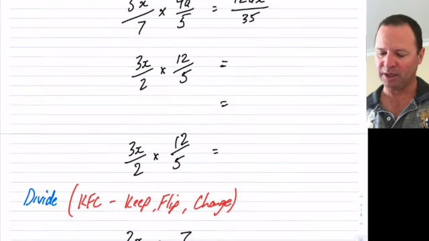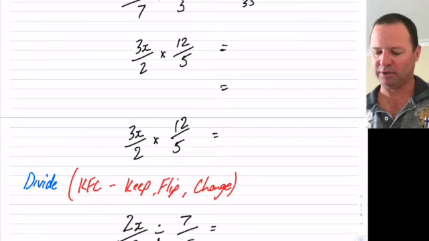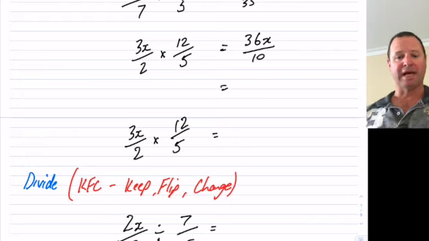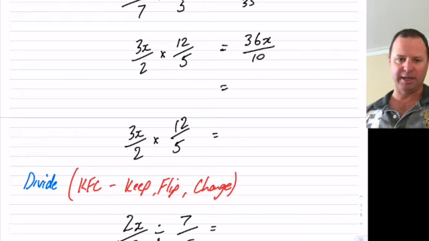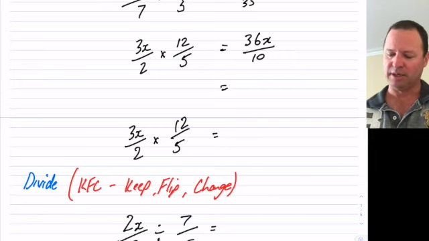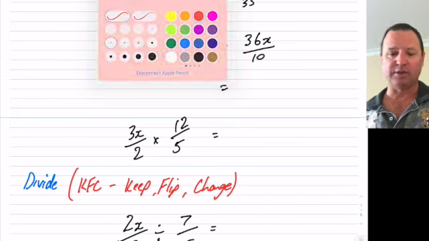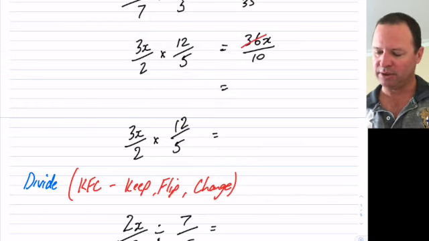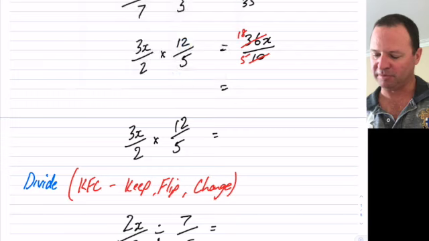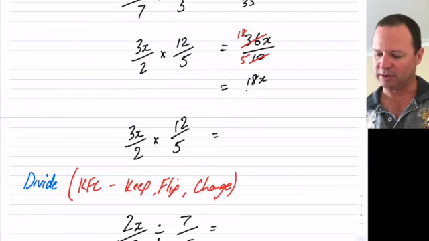Okay. This next one, I've got a 3x and I've got a 12. So if I multiply across the top, I'm going to get 36x on the top, and I'm going to get 10 on the bottom. And now I think about, is there anything common between a 36x and a 10? Think about the numbers first. Anything common between a 10 and a 36, and I work out that there is, and it's 2. So I say, how many 2's are in 36? And I've got 18. How many 2's are in 10? And I've got 5. All right, so then I'm just going to simplify that down to 18x on 5.